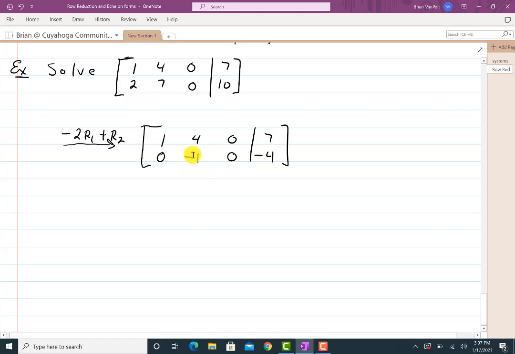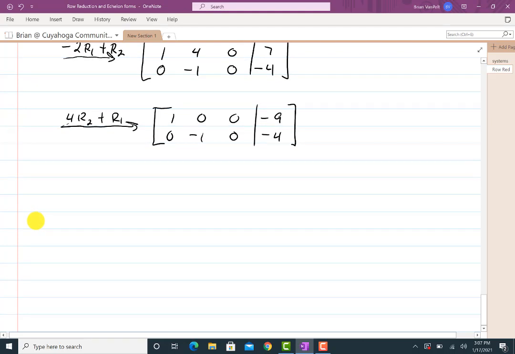What I'm going to do next is use this negative 1 to wipe out this 4. So I'll do 4r2 plus r1. And so negative 16 plus 7 is negative 9. I'm almost done. All I got to do is change that negative in front of the 1 to a positive.